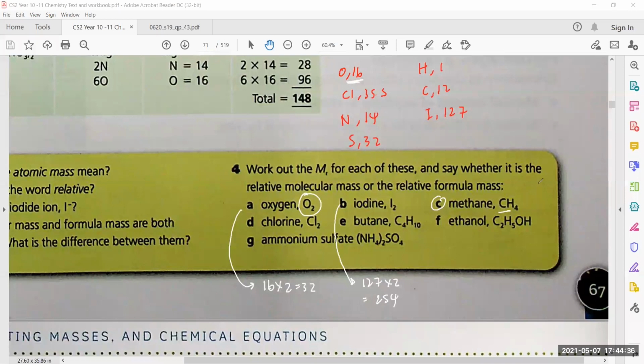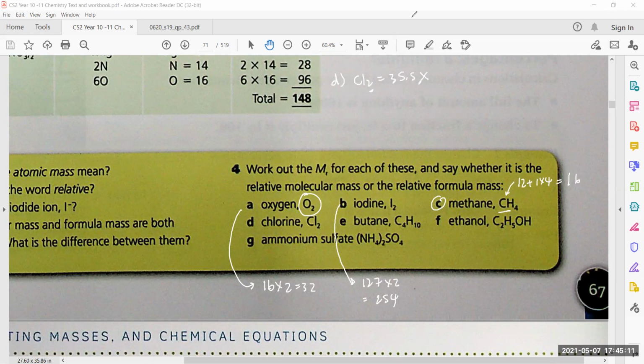So this is basically just math. CH4: carbon is 12, hydrogen is 1 times 4, so you get 16. You understand now? Okay, so how do I calculate for chlorine? 35.5 multiplied by 2, there are 2 chlorine here. So you get 71.